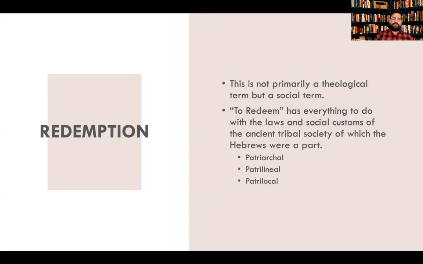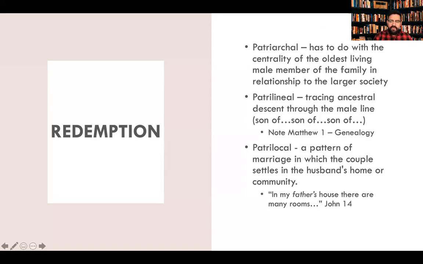And so that being said, as we look at the Old Testament, our study of it becomes a cross-cultural endeavor, understanding first and foremost that redemption is not primarily a theological term. It's a social term. It has social implications, and that's so important to recognize. To redeem has everything to do with the social customs to which the Hebrews are a part. Now it's got three layers to it. It's patrilineal, it's patrilocal, and it's patriarchal. And so let's unpack a few of those things here.